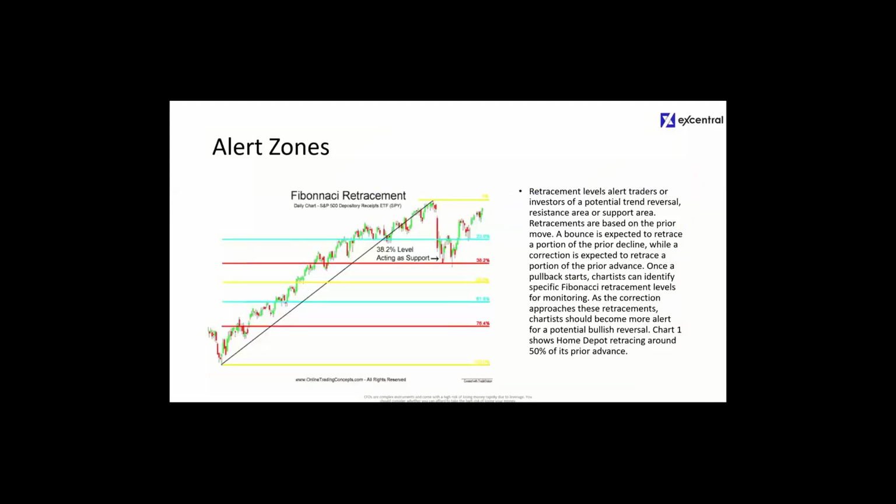But keep in mind that these are alert zones. Retracement levels alert traders and investors of potential trend reversals. Resistance areas and support areas. Retracements are based on a prior move. A bounce is expected to retrace a portion of the prior decline, while a correction is expected to retrace a portion of the prior advance.